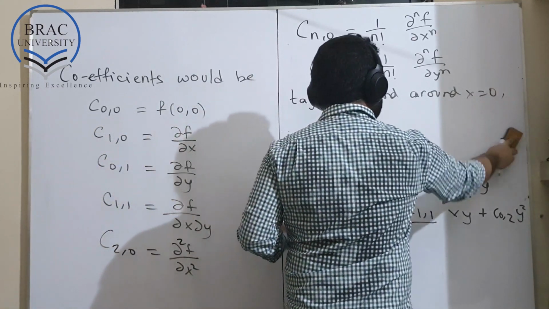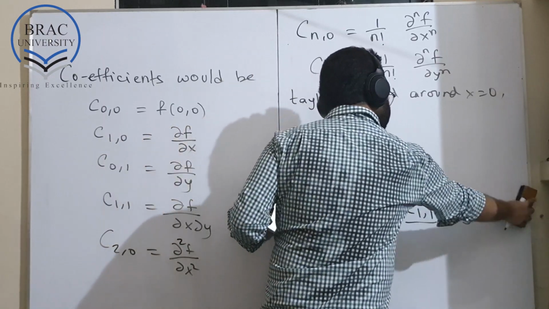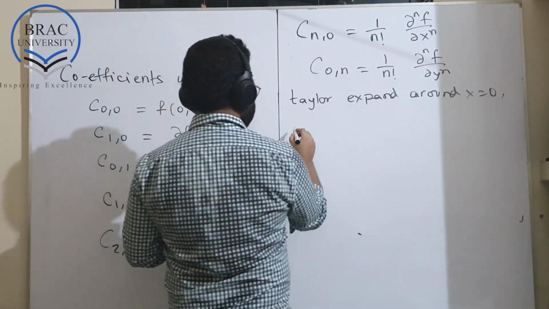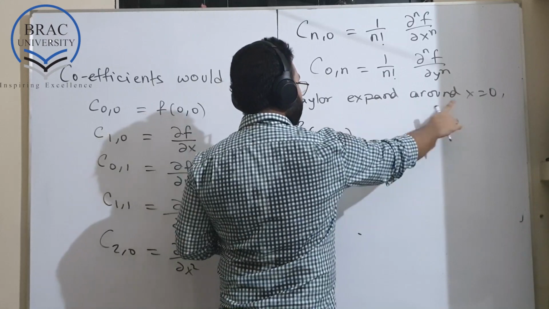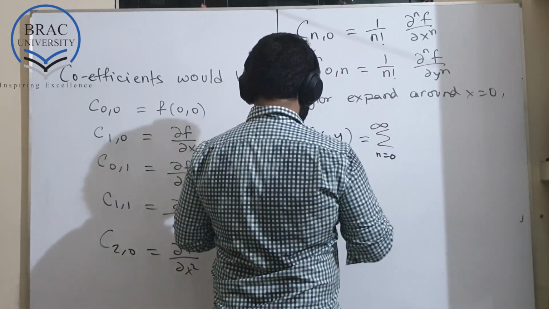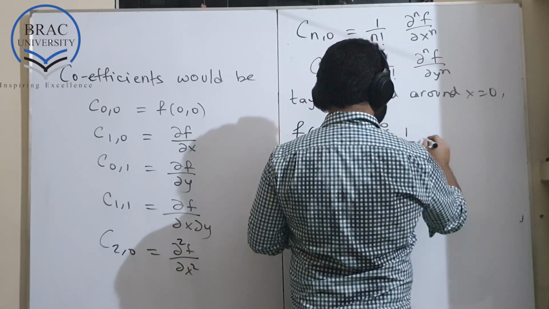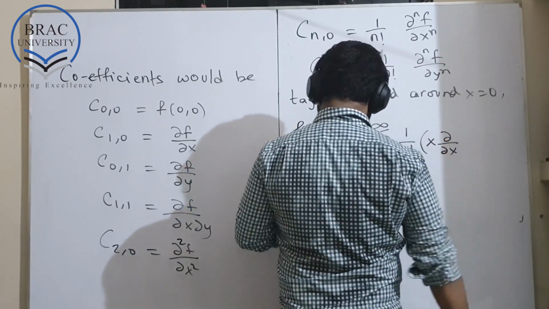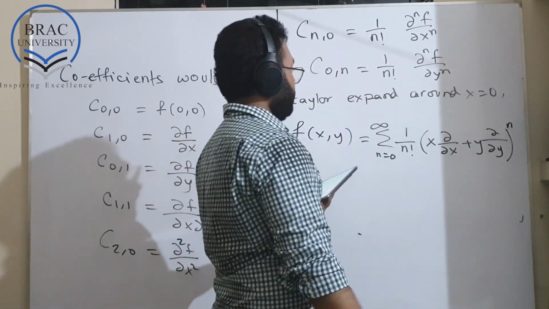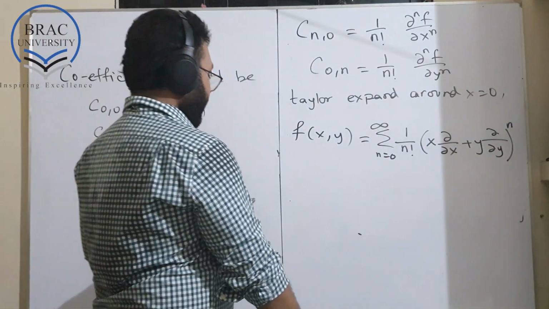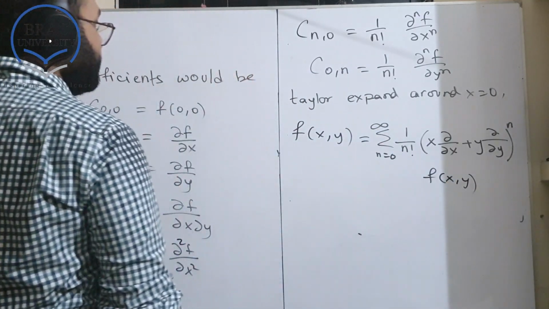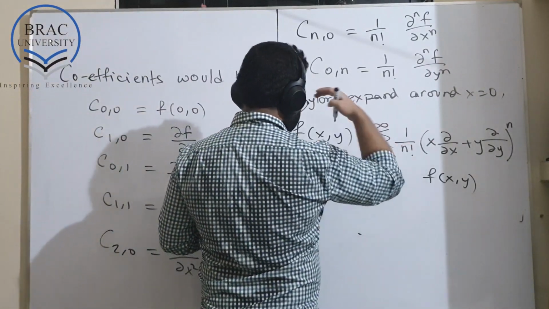Okay, let's erase this part. So the Maclaurin series expansion of the function of two variables can be written like this, or the Taylor expansion around x equals 0: sum from n equals 0 to infinity of 1 over n factorial times x plus y, and the function.